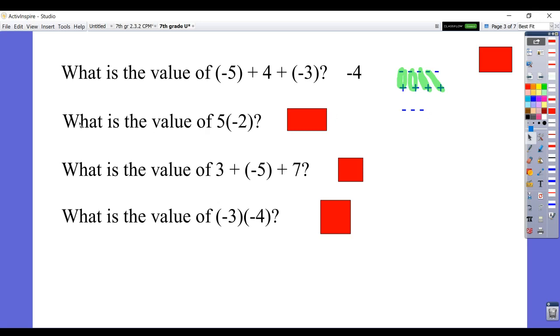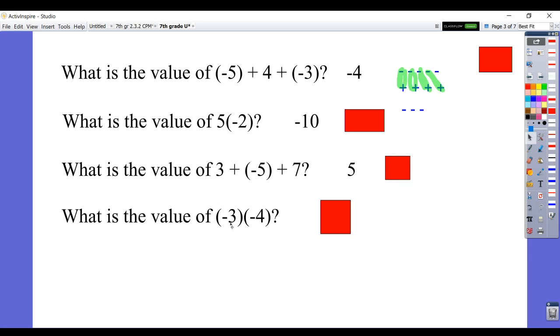What is the value of 5 times -2? Well, 5 groups of -2 is -10. It's like 5 sets of -2, or moving -2 5 times from 0 will land you at -10. What is the value of 3 plus -5 plus 7? Again, you can do this on a number line, or you can do it with the tiles and make 0 pairs. But either way, you'll get an answer of +5.